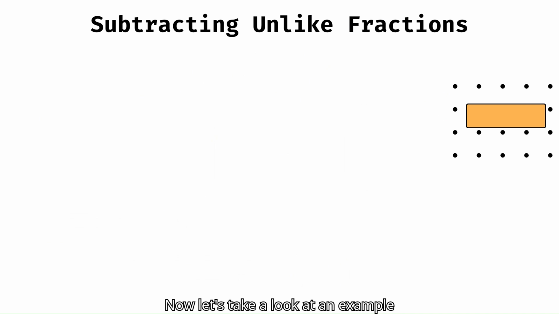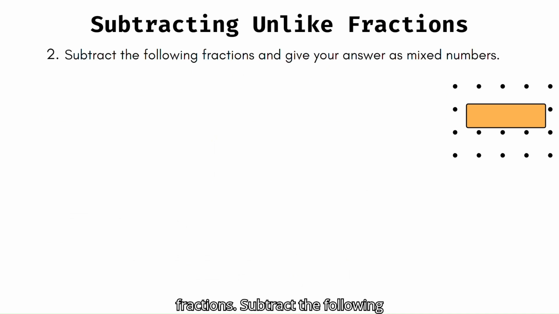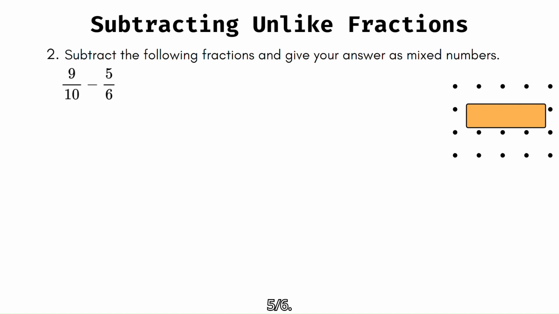Now let's take a look at an example question for subtracting unlike fractions. Subtract the following fractions and give your answer as mixed numbers. 9 over 10 minus 5 over 6.